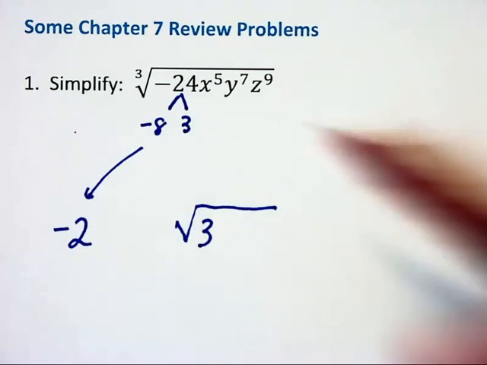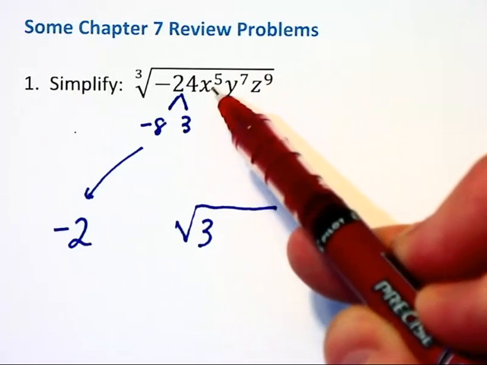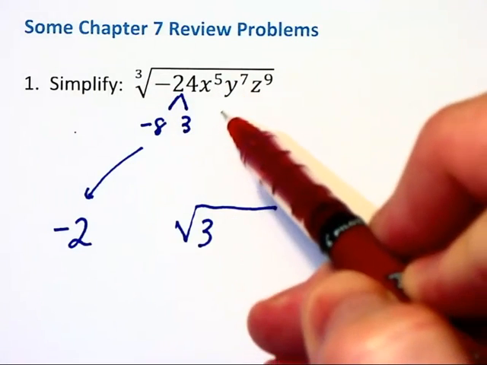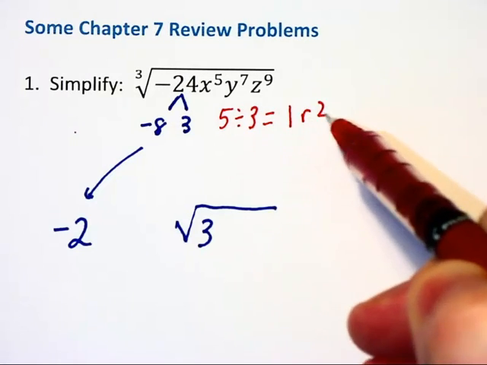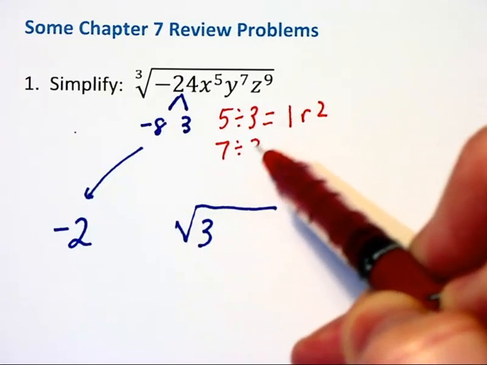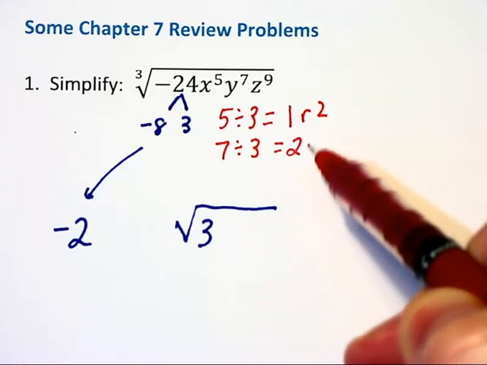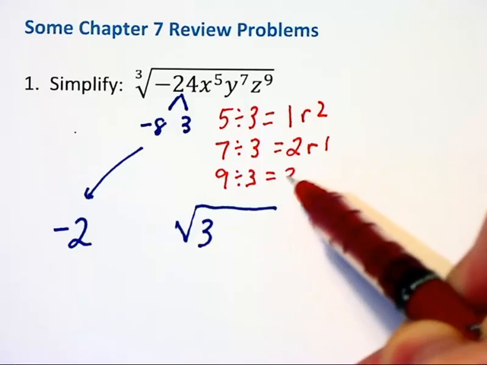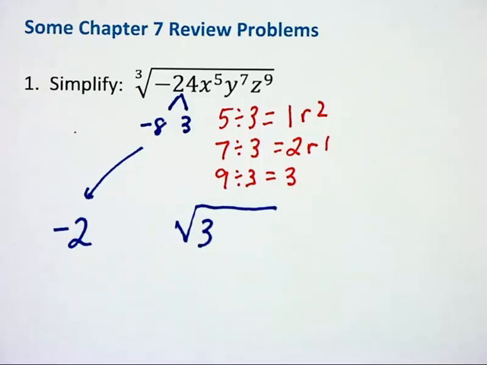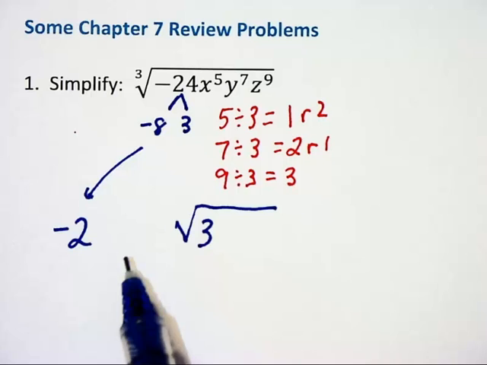For each of these variables, I'm going to take the exponents and divide by 3. 5 divided by 3 is 1 remainder 2. 7 divided by 3 is 2 remainder 1. And 9 divided by 3 is 3 with no remainder. That will help me to simplify my answer.